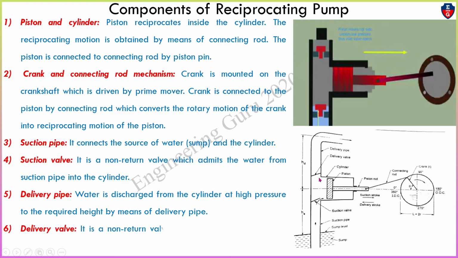And finally, it is delivery valve. It is the non-return valve which admits the water from cylinder to delivery pipe. So here this is the delivery valve, and it is also a non-return valve, meaning one-way valve. From the cylinder the water will pass like this through this delivery pipe, but the water cannot enter like this from the valve to the cylinder. So that's why it is called one-way valve.